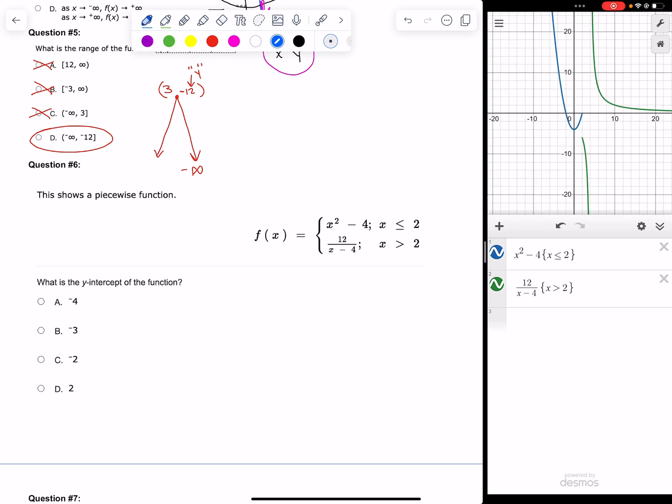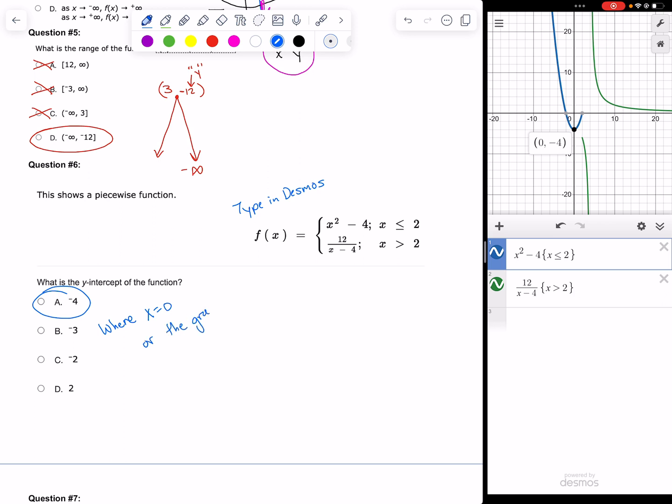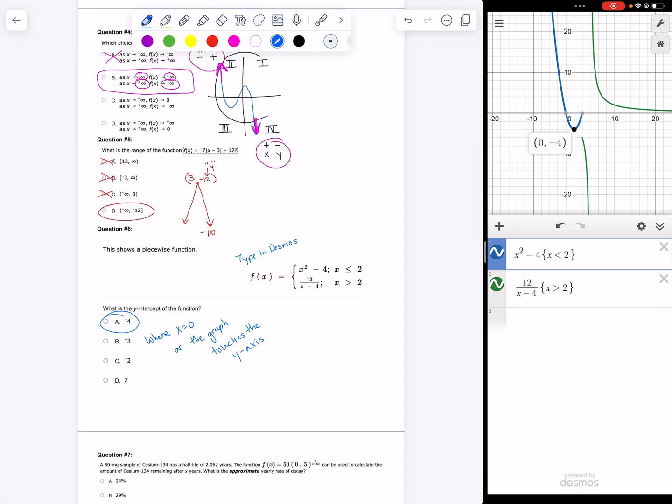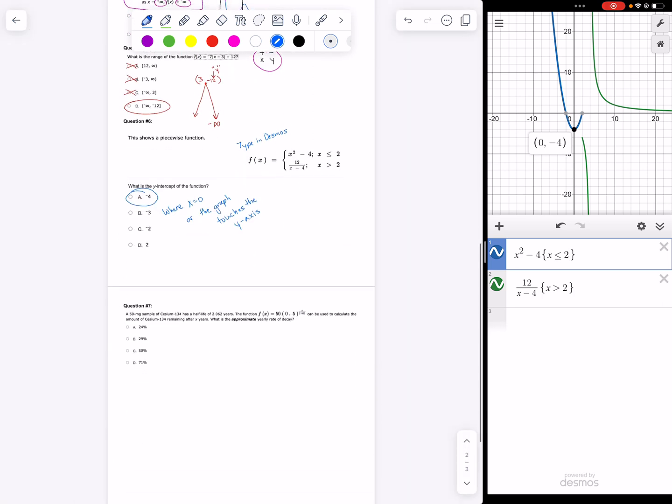So we look at our piecewise function, but we really just need the y-intercept, which is at (0, -4). So all we needed to do for this one was type it in Desmos and find where x equals 0, or where the graph touches the y-axis. Either way you want to look at it. Or both, that would even be better. All right, we have one more question to look at.